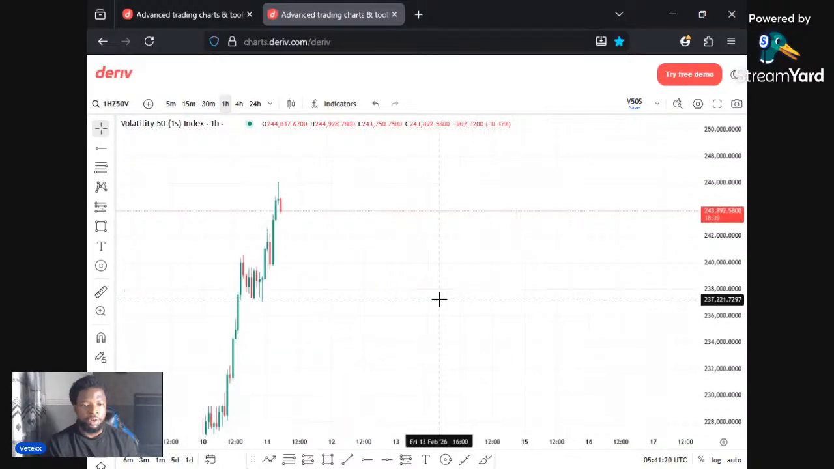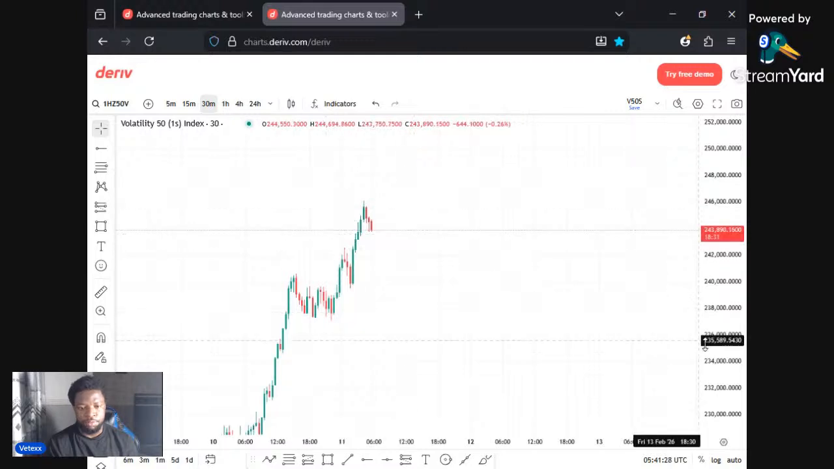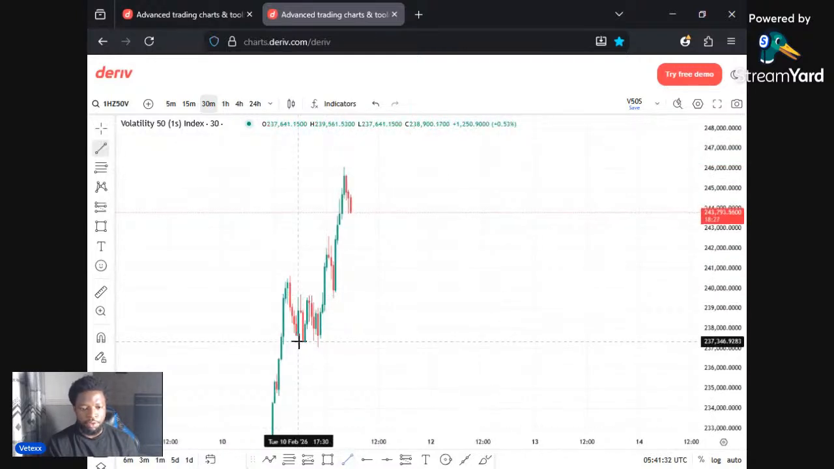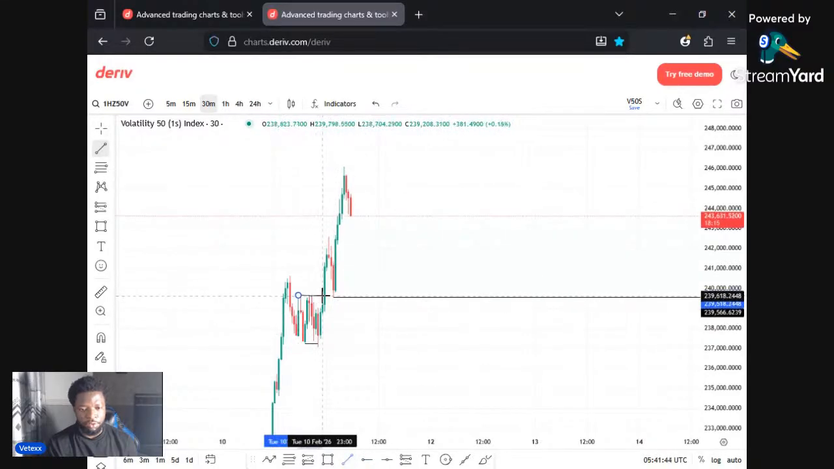If you look at the 1-hour time frame, we have another. Let me go to the 30 minutes time frame. We have another continuation that is trying to form at this point. So this is what we have. We have a sweep of liquidity, and then structural liquidity here. We have break of structure, and we have our second break of structure.